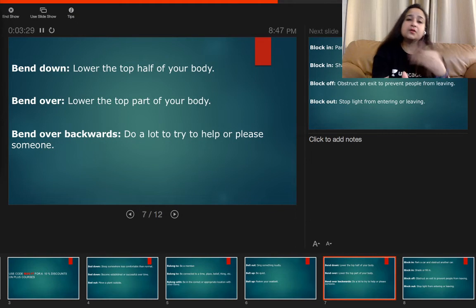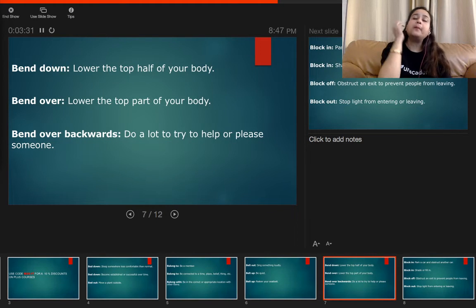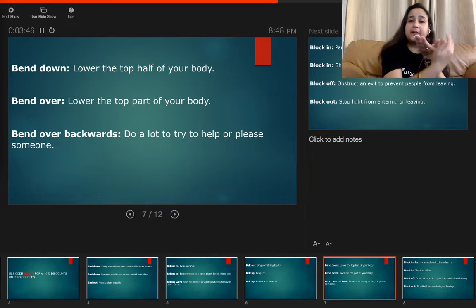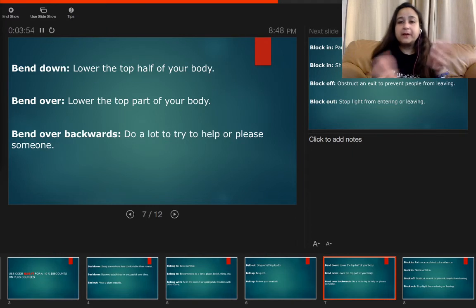Bend over is also to lower the top part of your body, but then you bend over something. So he had to bend over his chair to reach the table that was kept on the other side. In this case, the chair is here and the table is on this side. If the person is on the other side, he has to bend over the chair to get to that table and pick up something.